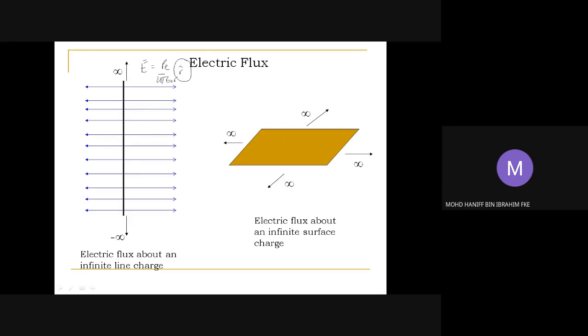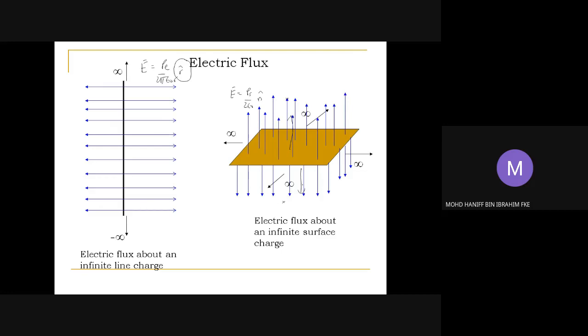Similarly, for the case of an infinite area of surface charge, we have learned previously that the E field is equal to rho s over 2 epsilon naught in the normal direction. So if your point is here, the direction of flux should be in this direction, and if your point is down here, the direction of flux should be this direction. That's why we have these as the direction of your flux lines, according to the direction of the electric field intensity.